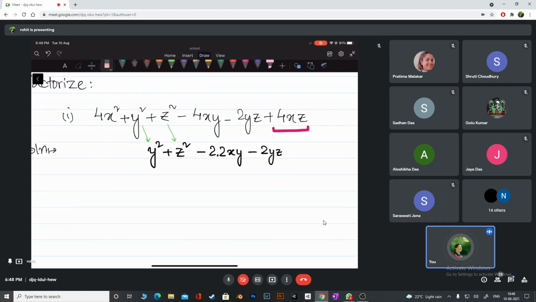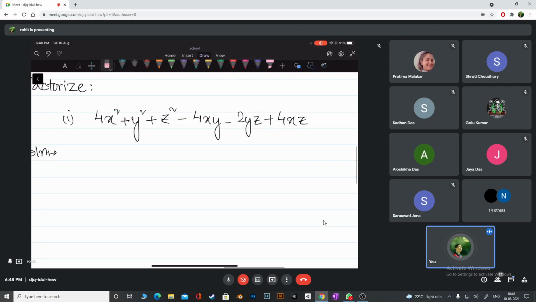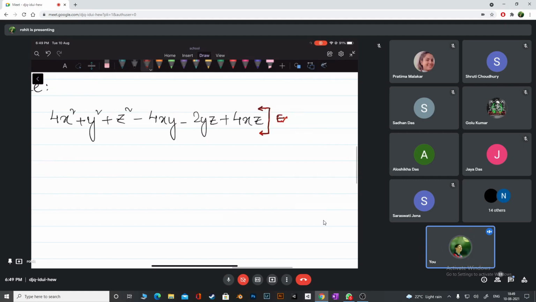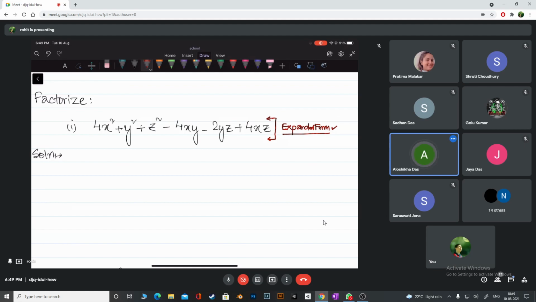Okay, let me rub everything. See, this is given in which form? Tell me first. This is the factorized form or expanded form? This is when you expand, no? Expand means to make it big, okay? This is the expanded form. Are you clear? Now we will go to which form? Factorized form.